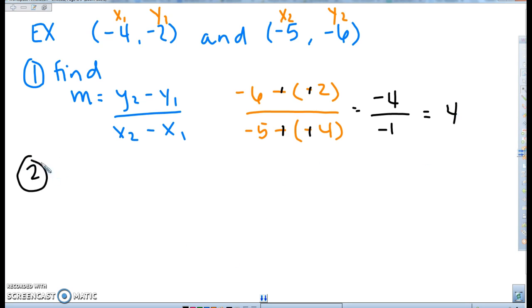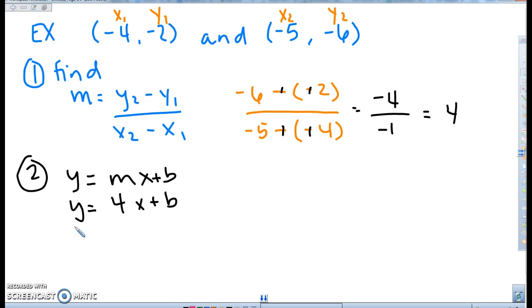Then my second step is to plug that slope into my y equals mx plus b. So I get y equals 4x plus b. And then pick either one of the 2 points up top and plug it in for y and x so that we find out what b is. And I'm going to let you find b on your own.